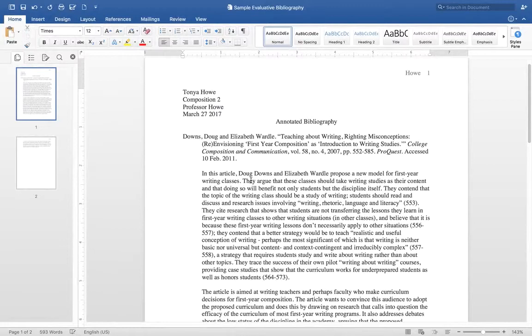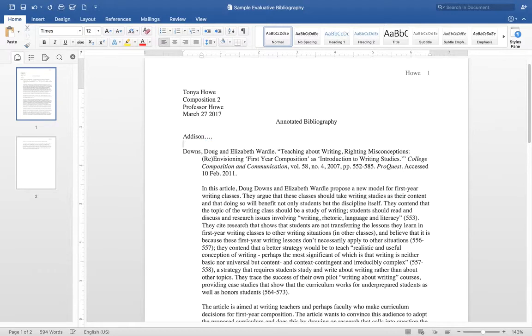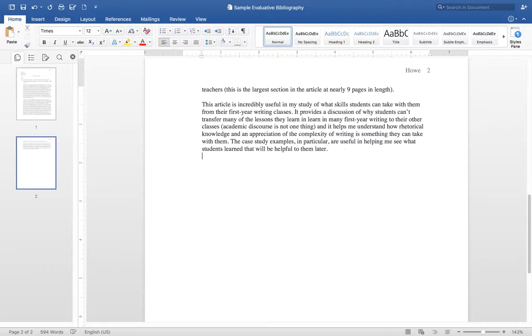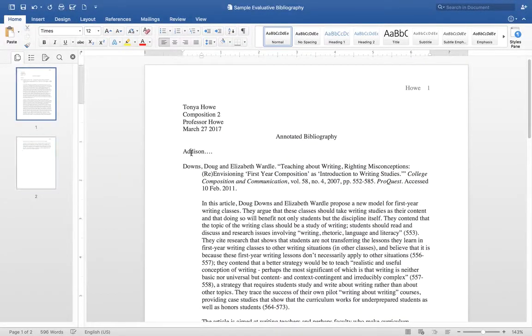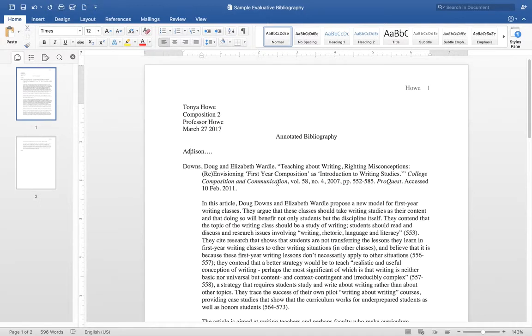Now, if you're going to have 3 articles in your annotated bibliography, this one is authored by the first author's name, Downs. So if you have something authored by somebody named Addison, then it will go here. And if you have something that's authored by somebody named, okay, Smith, okay, it goes here. So it's in alphabetical order. All right, so it would go A, B, C, D, etc., etc. Okay, all right, so that's the evaluative annotated bibliography.